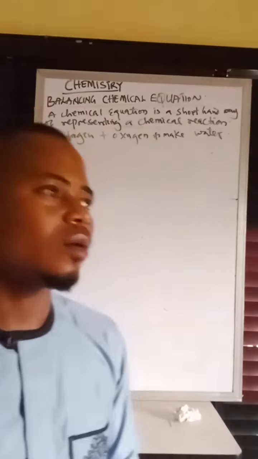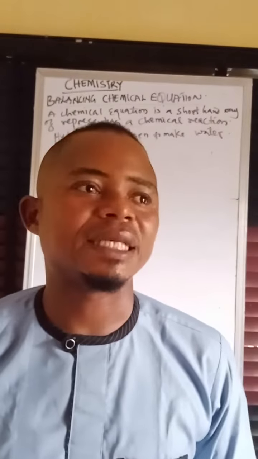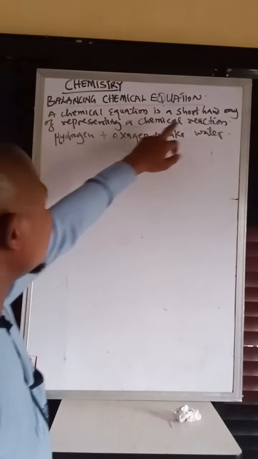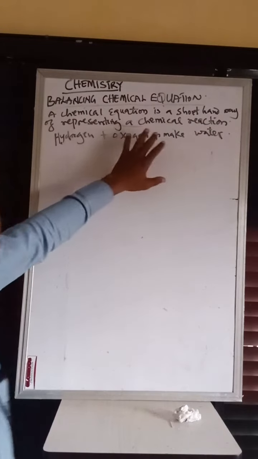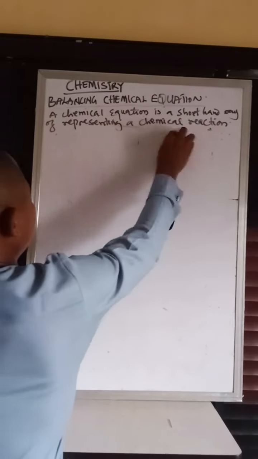Today, we're going to be looking at balancing of chemical equation. Now, before we talk about balancing of chemical equation, what is a chemical equation itself? A chemical equation is simply a shorthand way of representing a chemical reaction. A chemical equation is simply what? A shorthand way of representing a chemical reaction.